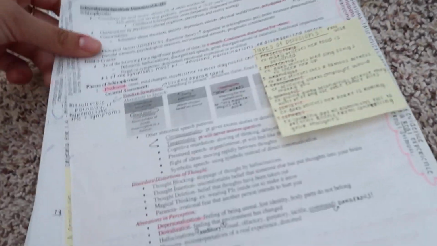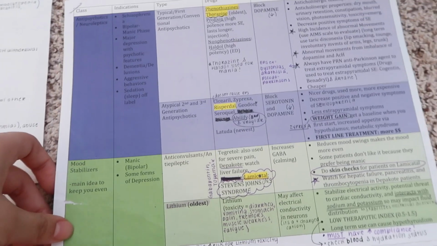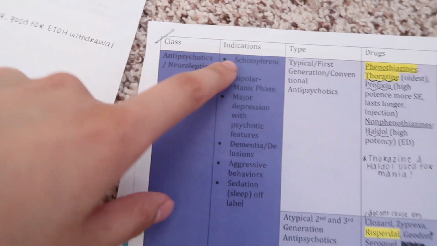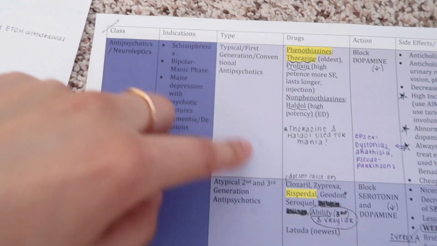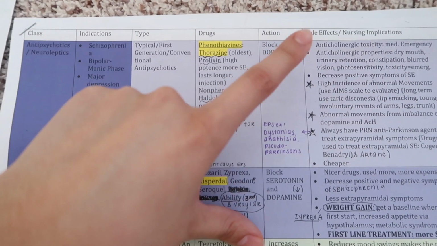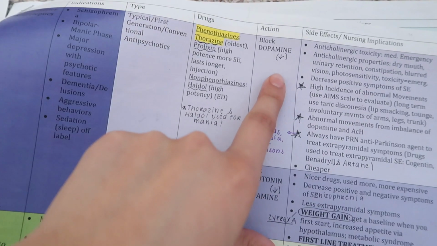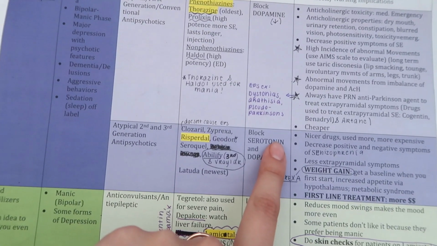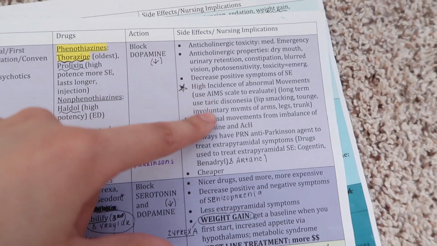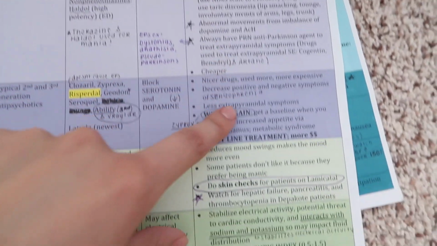Another thing that I used to study mental health was the mental health drugs. These are our psychotropic medications. This one is just a chart of all the different classes. So here you can see I have my antipsychotics, I have indications, and then the type, so first gen, second gen, third gen, and then the drugs within, and then what is its action. Our first gen antipsychotics are going to block dopamine, whereas our second and third gen antipsychotics are going to block serotonin and dopamine, and then some information, like nursing interventions and some big side effects.